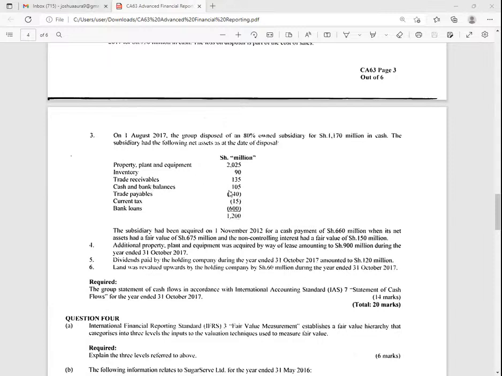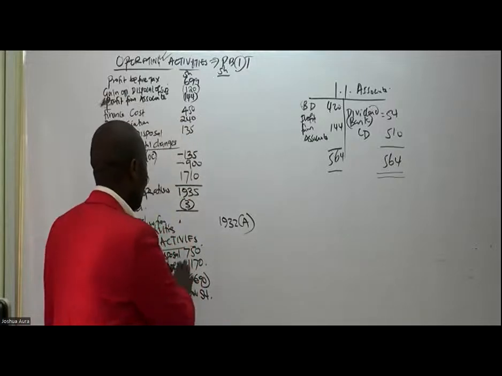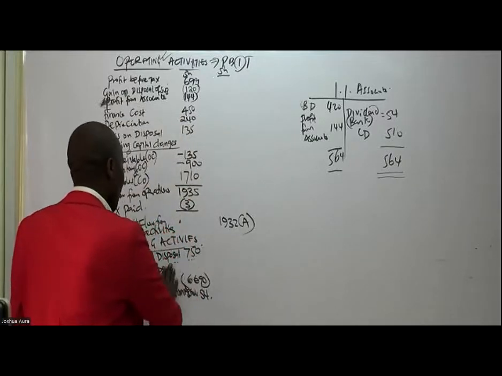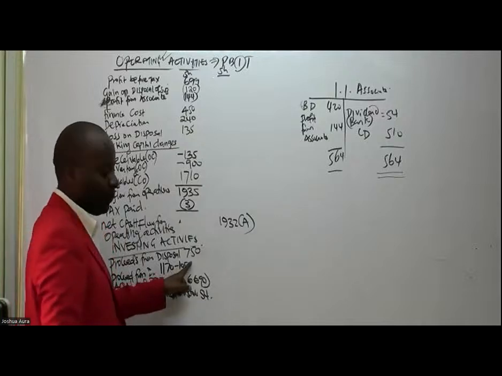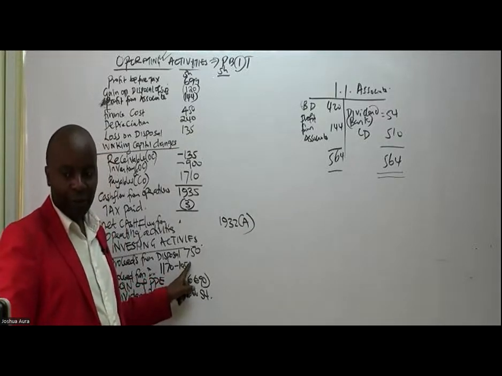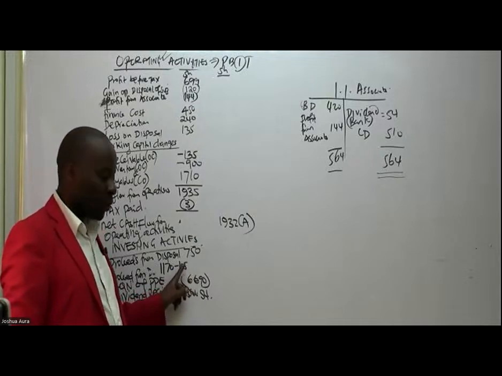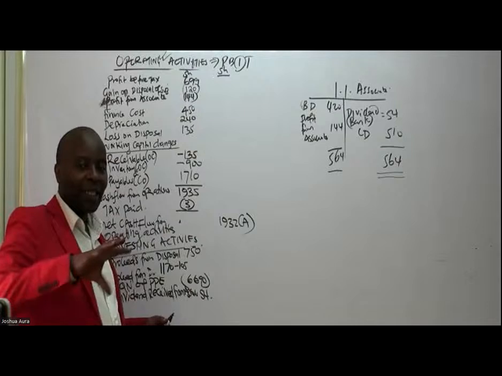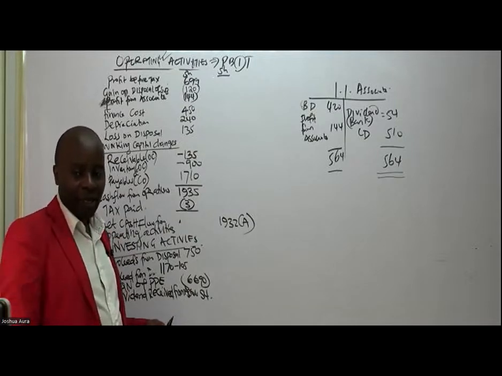Are you able to see the figure of 105? This figure of 105 has to be subtracted. It went away. So it will be 1170 here. So this proceeds from disposal of a subsidiary will be 1170 minus 105. What figure do we have? Remember, I'm subtracting that cash because it was within this subsidiary that went, right?